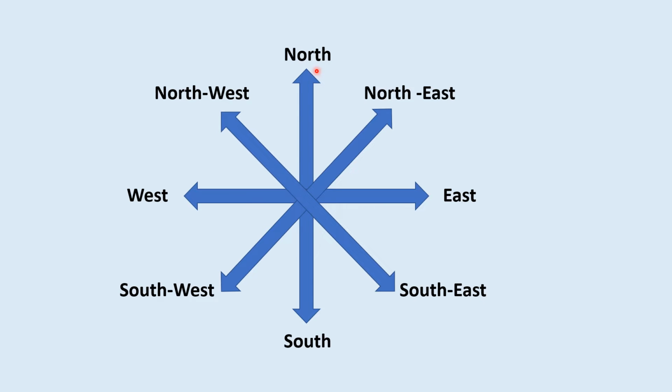So there are four main directions, which are north, south, east and west. And the four sub-directions are northeast, because it comes between north and east, southeast, which comes between south and east, southwest, which comes between south and west, and northwest, which comes between north and west.